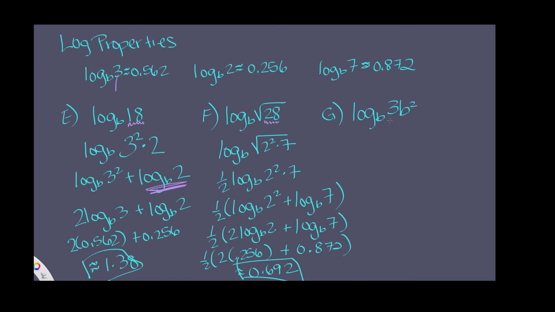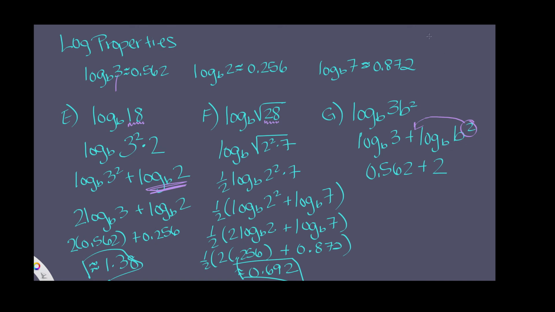And then finally, log base b of 3b squared. I can expand this. This is the log of a product, so log base b of 3 plus log base b of b squared. Log base b of 3 we have a substitution for, which is 0.562, and hopefully you see that the log base b of b squared is just going to be 2. If you're not so sure about that, keep in mind that this 2 technically swings out front. That's our power property. And then the log base b of b is just 1.